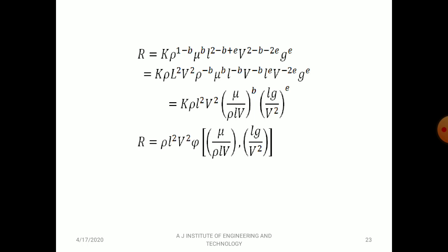So the final expression for R becomes R equal to rho L square V square, function of or phi of mu divided by rho L V comma L g divided by V square. So just neglecting the power, because we are expressing it as a function of some parameter, we can just ignore the power. So mu divided by rho L V comma L g divided by V square. So there is an expression for the resisting force. So that is the problem.